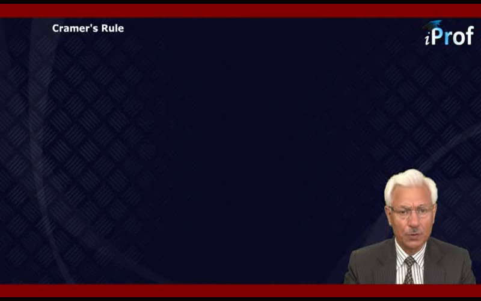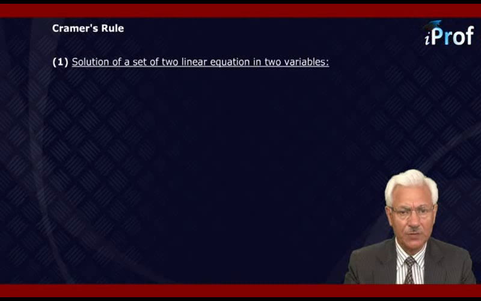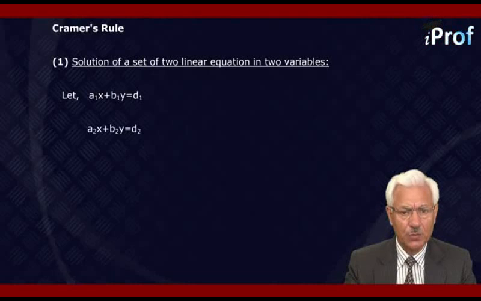An important application of determinants is the solution of linear simultaneous equations, which is called Cramer's rule. First we take up the solution of a set of two linear equations in two variables. Let a1x plus b1y equal d1, a2x plus b2y equal d2.